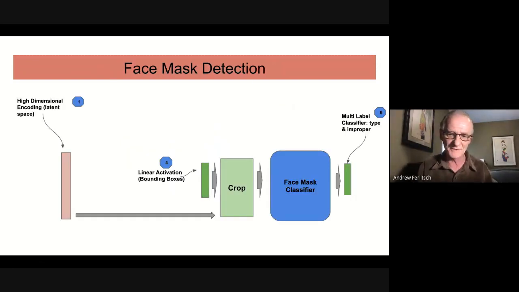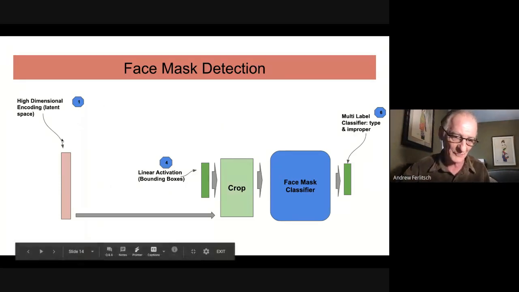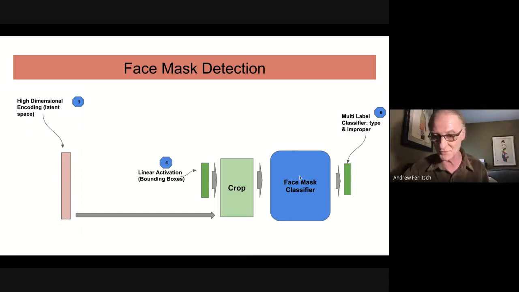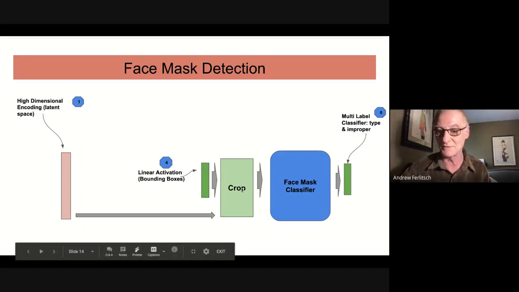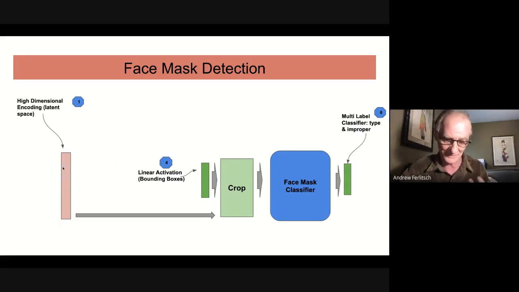Okay, so let's get to the face mask detection. It's kind of the same as earlier. Again, we're going to reuse that high dimensional encoding latent space and the downstream model, the face mask classifier. We're going to train it on that input, not on the original input image. We're going to take that latent space along with the bounding boxes, use the crop function to crop out of the latent space the area of the bounding box for each person, send it through the face mask classifier, and then output our multi-label classifier.